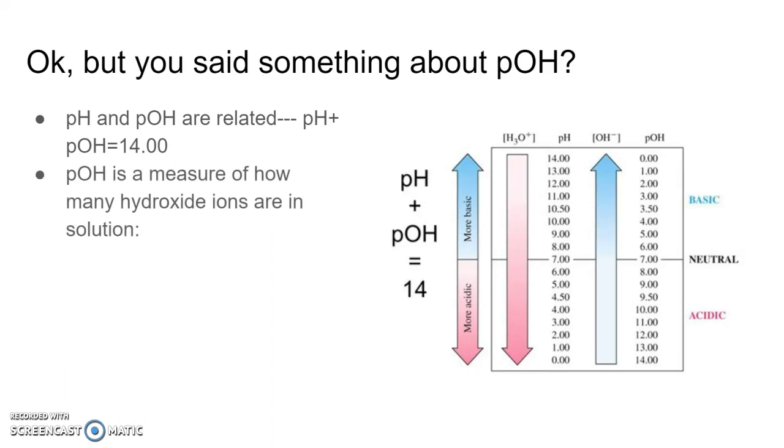So the pOH is really just a measure of how many hydroxide ions are in solution. As it turns out, it's very similar to the pH equation. The pOH is the negative log of the hydroxide ion concentration. Cool. I would write that formula down as well.